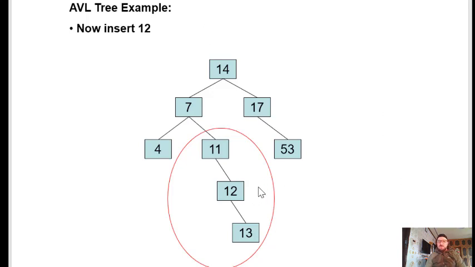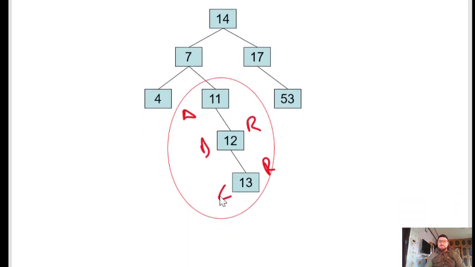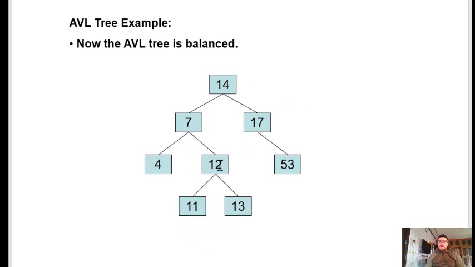Now this is my R. Now this is A, this is B and C. Now for RR, make A a child of B. So 12 will go up and 11 will come down. So 12 will go up, 11 will come down, 13, it's perfectly balanced now.